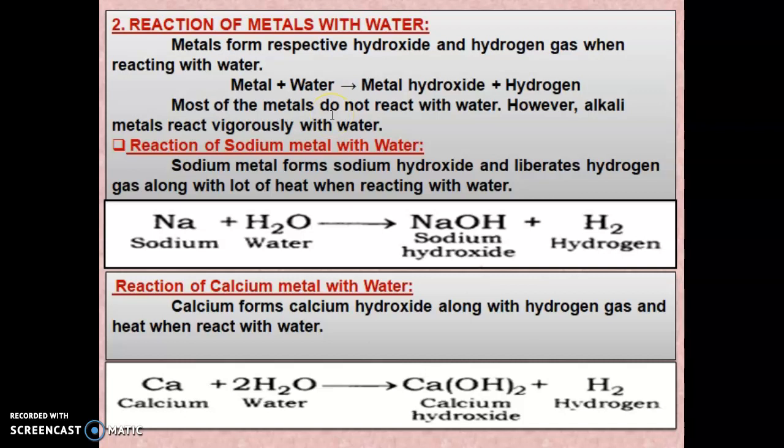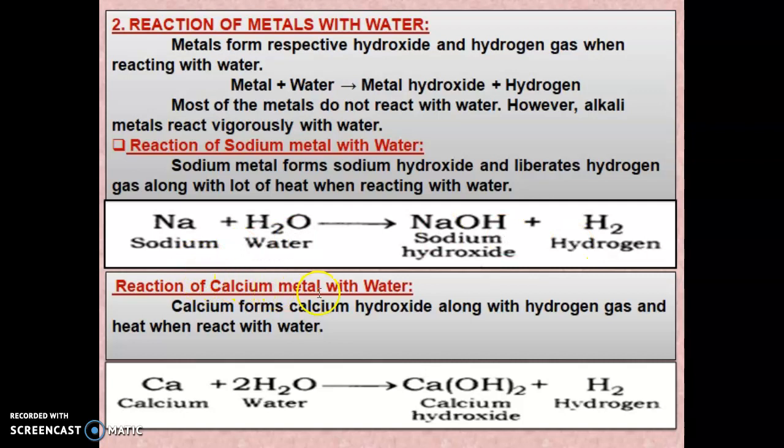Most metals do not react with water. However, the alkali metals react vigorously with water. First, the reaction of sodium metal with water. Sodium metal forms sodium hydroxide and liberates hydrogen gas along with a lot of heat when it reacts with water. So the sodium hydroxide will be formed and hydrogen is liberated with a lot of heat. The equation: Na plus H2O gives NaOH, that is sodium hydroxide, plus hydrogen gas.